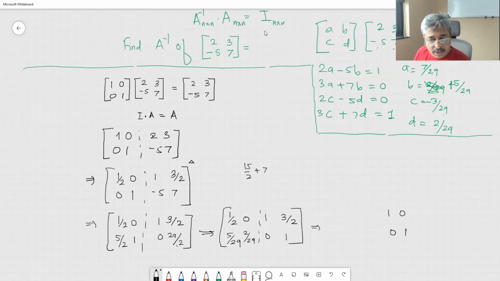Okay, multiply row number 2 by minus 3 by 2. So it is minus 3 by 2 plus 0, which is minus 3 by 2. Then 5 by 29 into minus 3 by 2 plus half. Correct? Okay, how much is this? Is this correct? Multiply row number 2 by minus 3 by 2 and add it to 1.